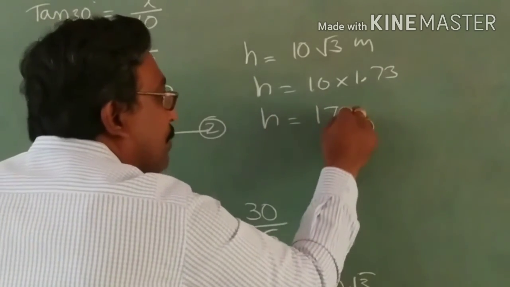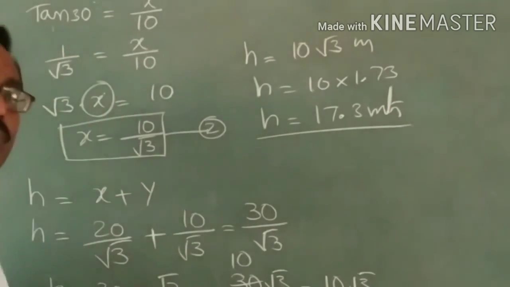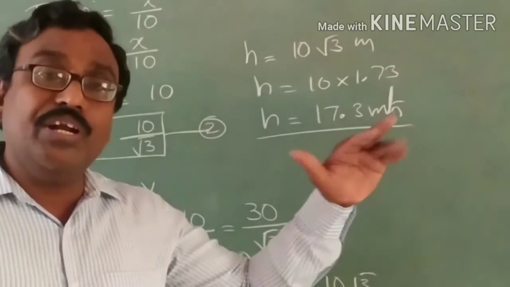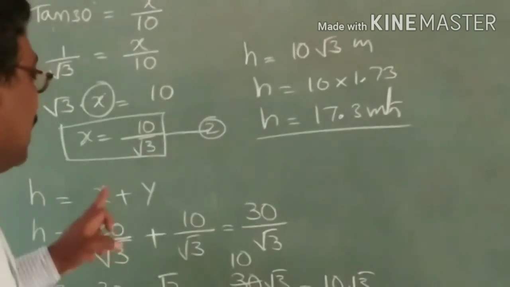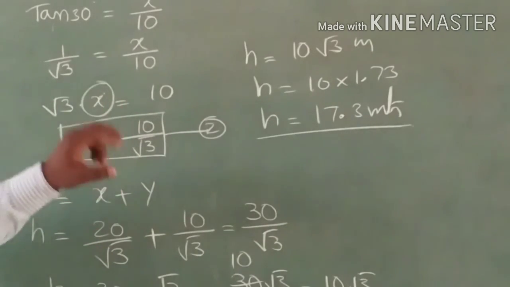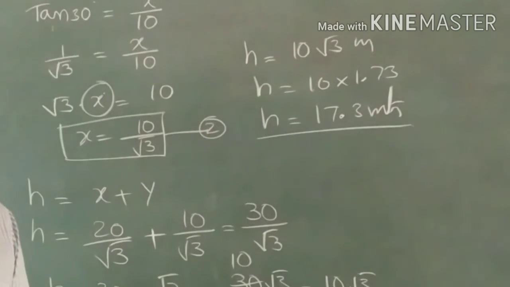So that is 17.3 meters. So the total height of the tree is 17.3 meters before it was broken. Or else, x, the remaining part, is 10 by root 3, and y, the broken part, is 20 by root 3.